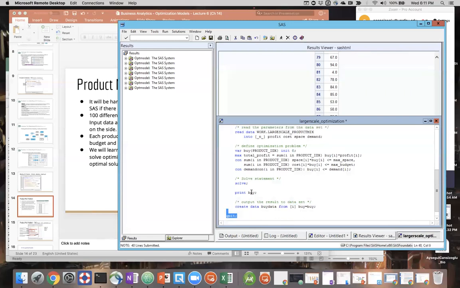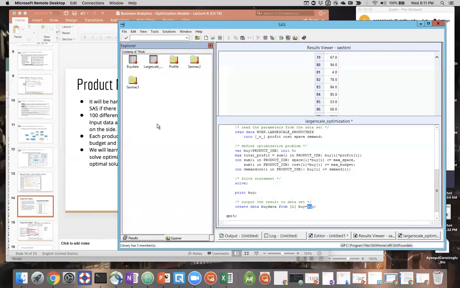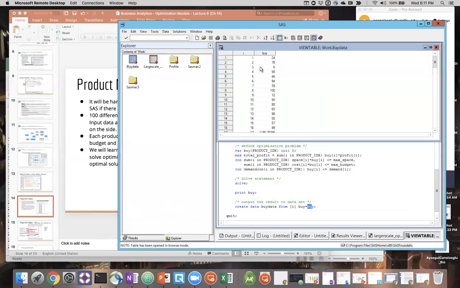Then you need to put the name of the decision variable here. So this is going to be the column name. This is going to be the decision variable. And here I put them the same. It's kind of easier like that. And once we do that, see, we have a by data, and it is here.